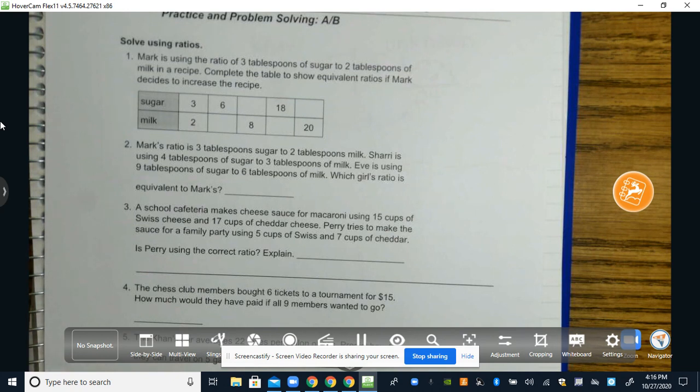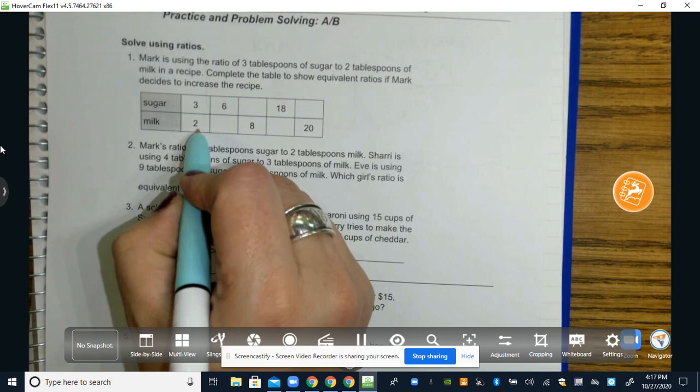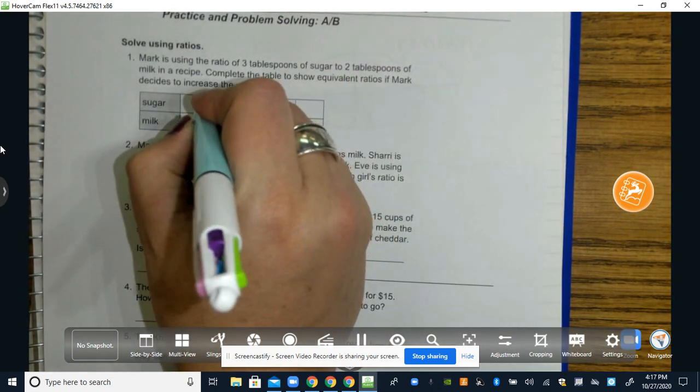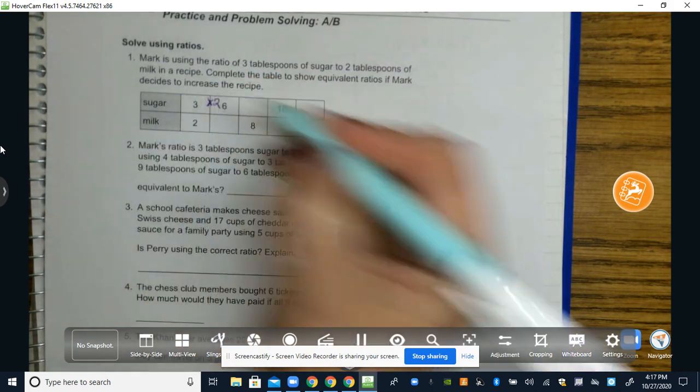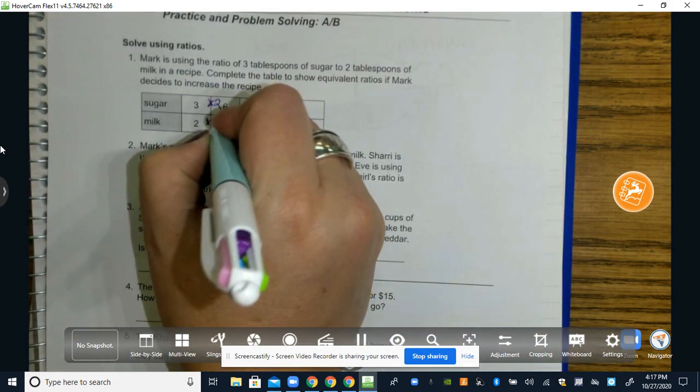So it says Mark is using the ratio of 3 tablespoons of sugar to 2 tablespoons of milk in a recipe. Complete the table and show the equivalent ratios if Mark decides to increase the recipe. So if I'm looking, I have 3 to 2, okay? And I go from 3 to 6 by multiplying by 2. So if I multiplied by 2 there, I must multiply by 2 at the bottom.